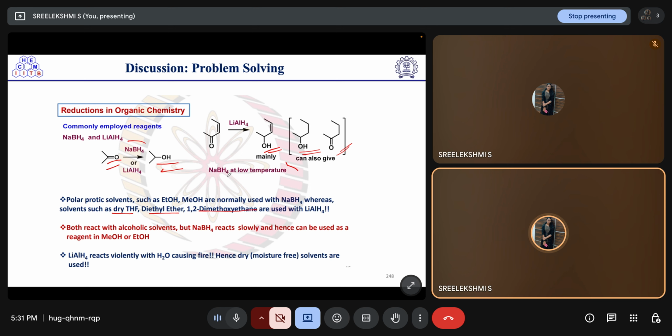So this NaBH4 is comparatively mild. Although in alcoholic solvents like methanol and ethanol, LAH also reacts, and NaBH4 also reacts, NaBH4 reacts more slowly, and hence it can be used as a reagent in methanol or ethanol. And LAH is a very sensitive reagent. It reacts violently with H2O, causing fire. So hence dry, moisture-free solvents are always preferred with LAH.